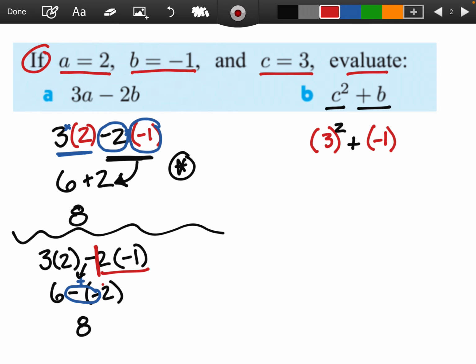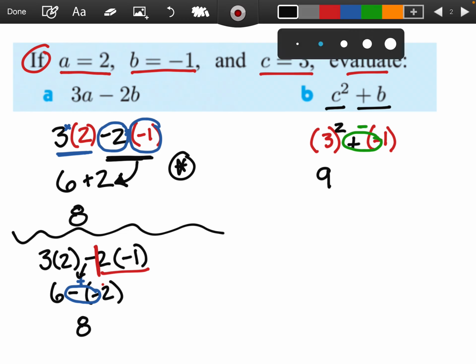Okay, so order of operations again tells me I've got to deal with that exponent first. So 3 squared is going to give me 9. And then in this same step, I'm going to collapse those two symbols to give me a minus. So I'm going to have 9 minus 1. And then final subtraction there will give me a final answer of 8.